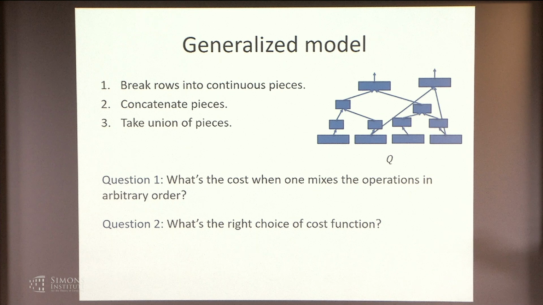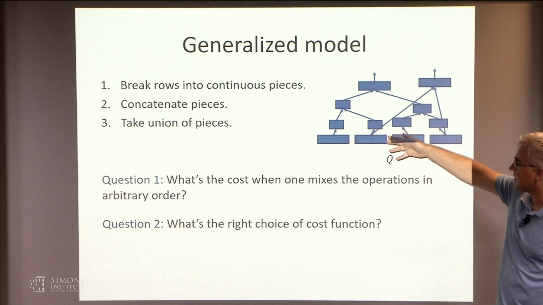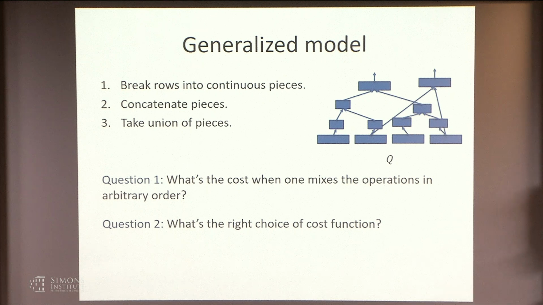The obvious generalization would be just to allow arbitrary interleaving of these operations, of breaking into pieces and taking unions, and then maybe breaking again and concatenating various pieces. So basically the questions which we leave, and which we are hoping someone or we will be able to follow up upon, are what's the right mix of the operations, what's the right cost function, and so on, what's the right model for combinatorial algorithms.